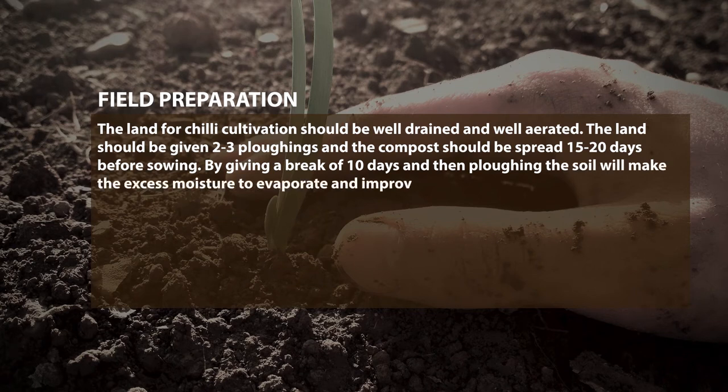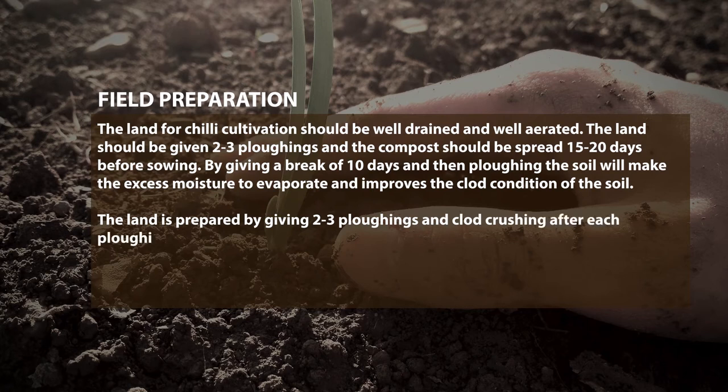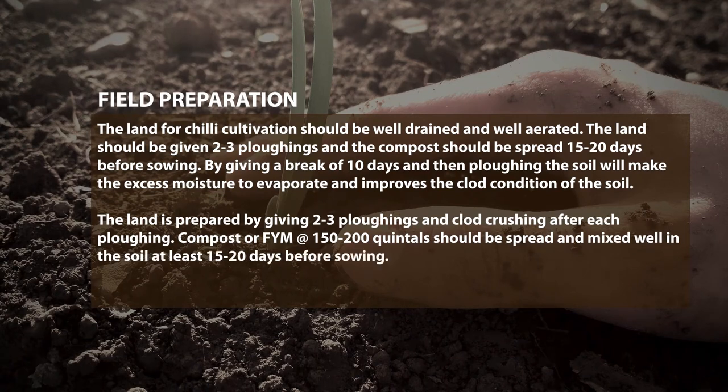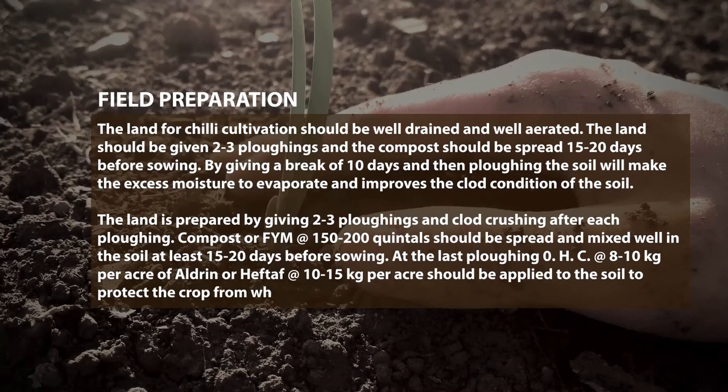The land is prepared by giving 2-3 ploughings, with clod crushing after each ploughing. Compost of FYM at the rate of 150-200 quintals should be spread and mixed well in the soil at least 15 to 20 days before sowing. At the last ploughing, BHC powder at the rate of 8 to 10 kg per acre, or aldrin or heptachlor at the rate of 10 to 15 kg per acre, should be applied to the soil to protect the crop from white ants and other soil pests.